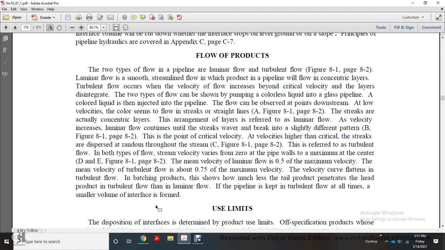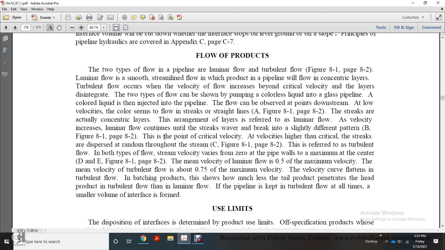As velocity increases, the laminar flow continues, then the streaks waver and break into a slightly different pattern. B, figure 8.1. At this point, the critical velocity is reached. At higher than critical velocity, the streaks are dispersed and random throughout the stream. C, figure 8.1, is referred to as turbulent flow. In both types of flow, stream velocity varies from 0 at the pipe wall to maximum at the center. D and E, figure 8.1.